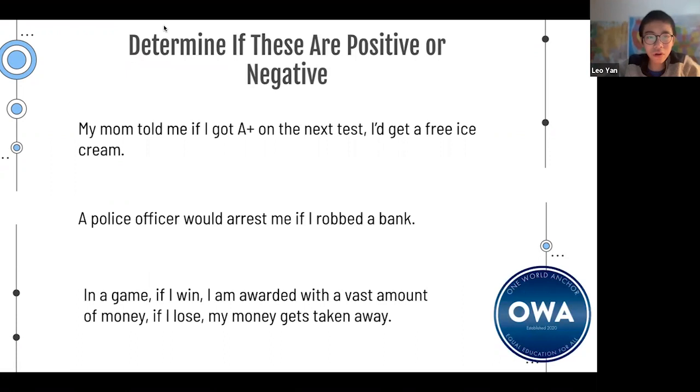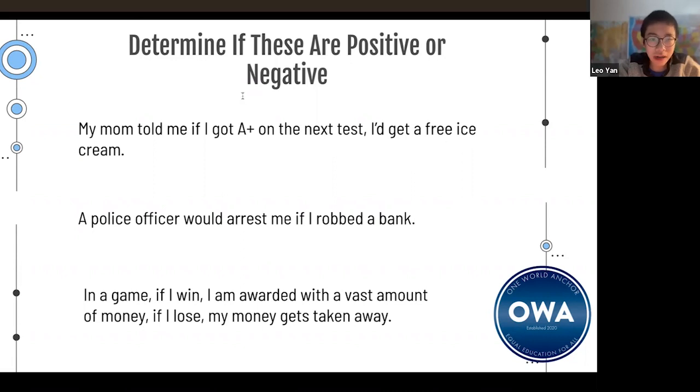And here are just a few examples of problems that you could see regarding positive and negative incentives. Please determine if each of these is positive or negative. Starting with the first one: my mom told me if I got an A+ on the next test, I'd get a free ice cream. Would this be a positive or a negative incentive?